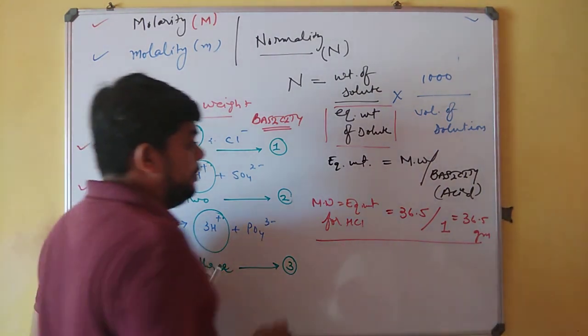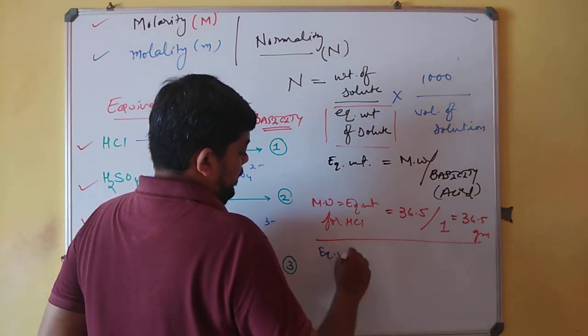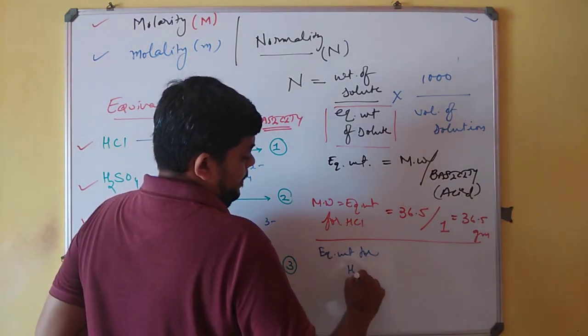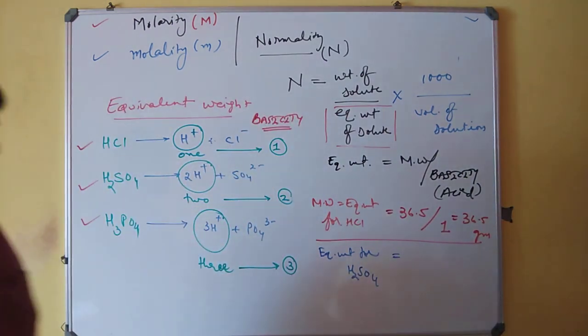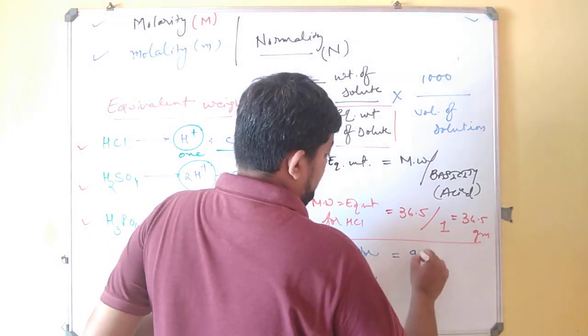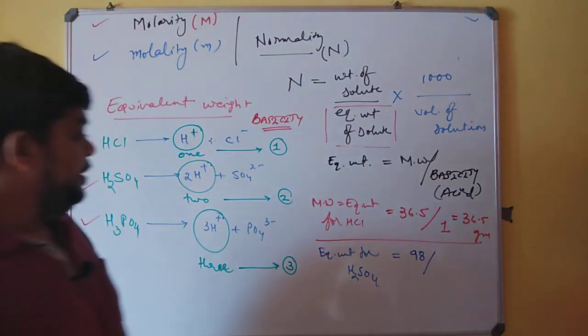And always remember, if the equivalence or basicity for an acid is 1, molecular weight is always equal to equivalent weight. Moving a step ahead in the same direction, if I say equivalent weight for H2SO4, then what is the molecular weight of H2SO4? It is 98. So what would I do? 98 divided by the basicity of H2SO4 acid. So it will be again 2.